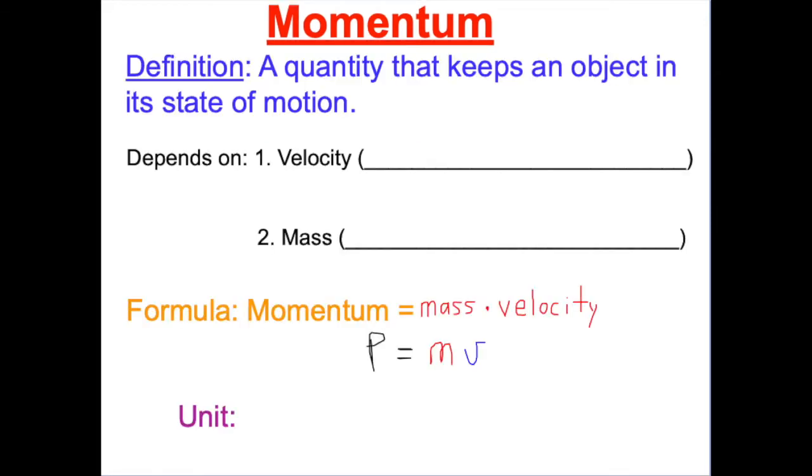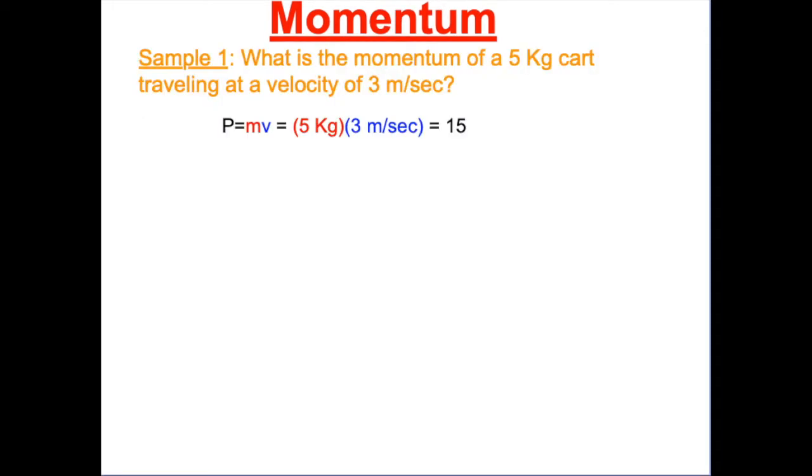To figure out the unit, we have to look at the formula. It is an unusual unit. Mass is measured in kilograms, and velocity is measured in meters per second. Since the formula is mass times velocity, the unit is kilograms times meters per second. So back to our problem, our final answer is 15 kilograms times meters per second.